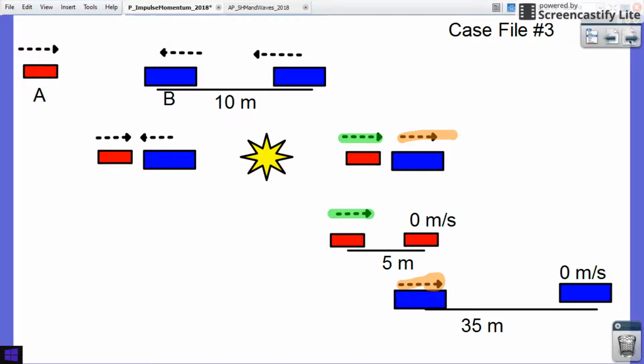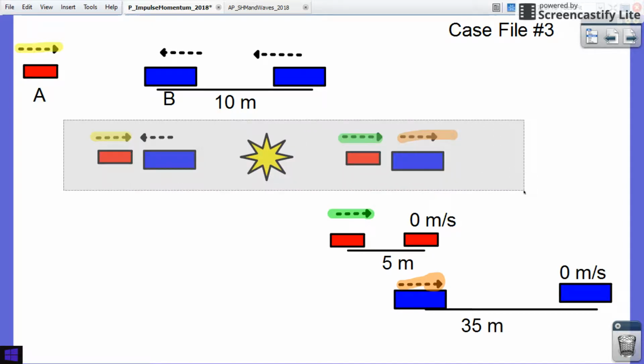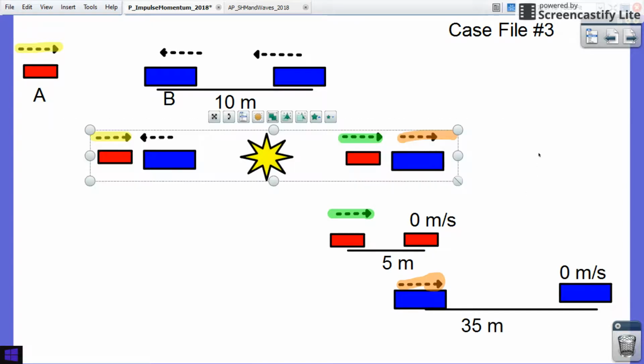Here's the big hint. The driver of car A says that they were not speeding, that they were going the speed limit. Let's pretend they're telling the truth. So we're going to pretend that we know what this velocity is. Speed limit. All right.